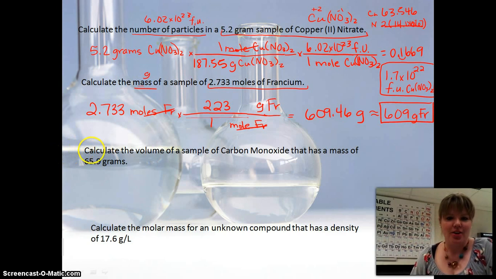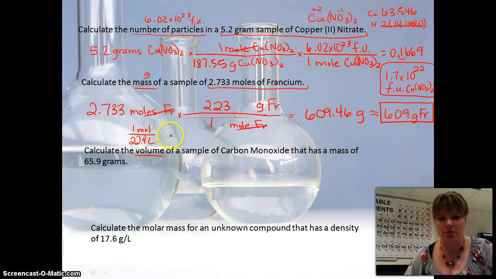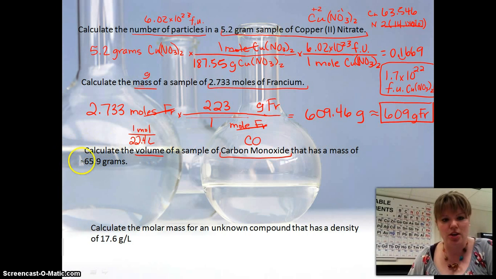Okay. All right, let's go ahead and do our next one. This one we're calculating the volume. So we know that's going to be in liters. And so we know that that 22.4 is going to be that conversion factor that we use. Carbon monoxide is a covalent compound, so we can just go ahead and write that as carbon and 1 oxygen, so CO. And it tells us the mass. So here's our given number. So we have 65.9 grams of CO. And we're going to put grams on bottom.